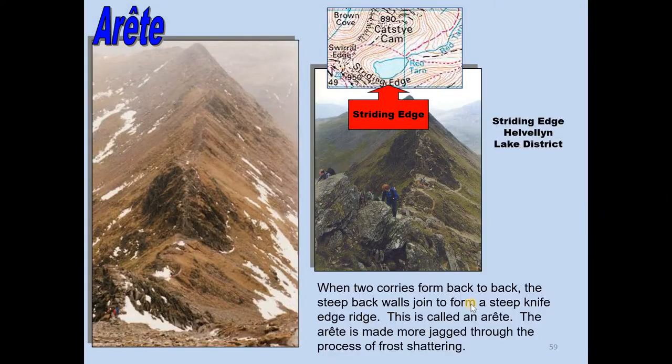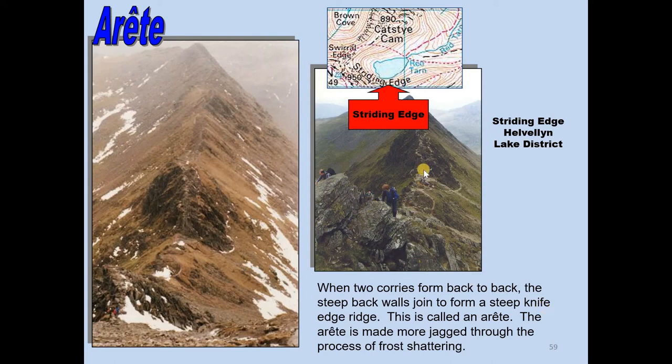Okay, so as it says here, what an arete is, it's simply when two corries form back to back or side to side, and the steep back or side walls join to form this steep knife-edge ridge. This is called an arete. The arete is made more jagged even after glaciation through the process of frost shattering that we've been learning about as well. Striding Edge, very popular with walkers.